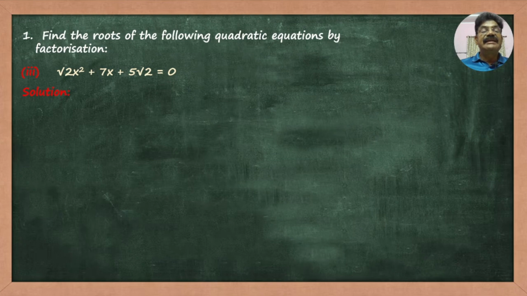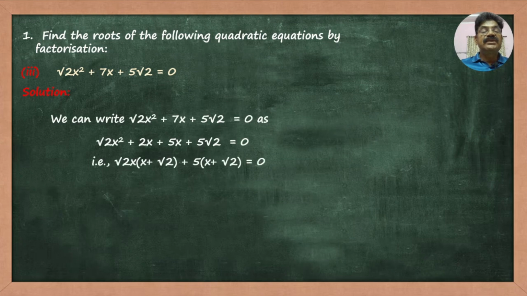So I can write 7 as 5 plus 2. So 5 plus 2 is 7, 5 into 2 is equal to 10. Therefore, the middle term can be separated as 5x plus 2x. So root 2 x square plus 2x plus 5x plus 5 root 2 is equal to 0.